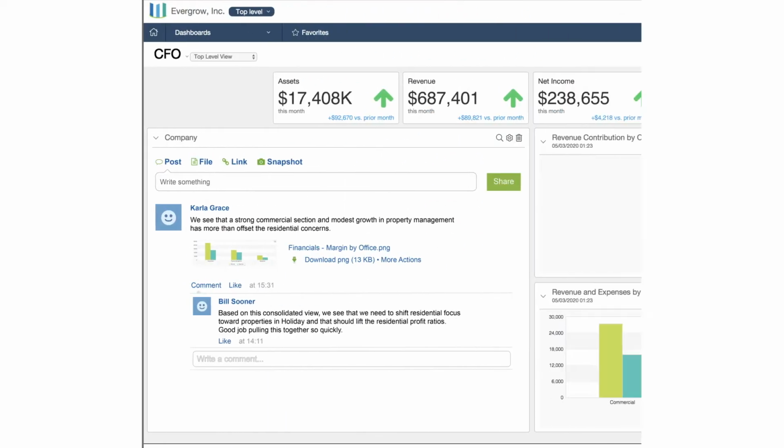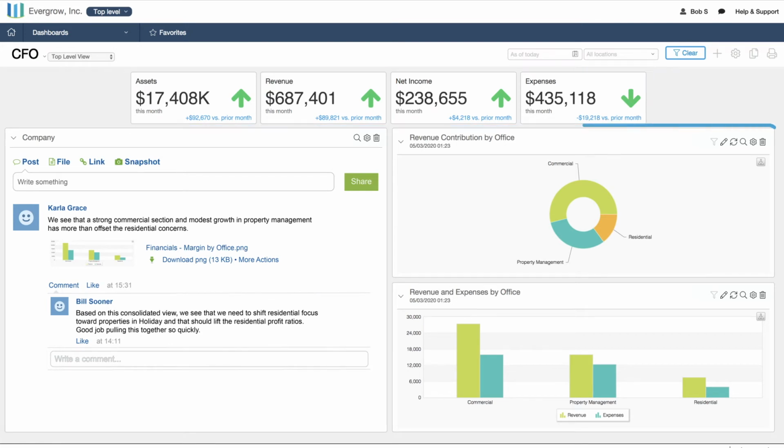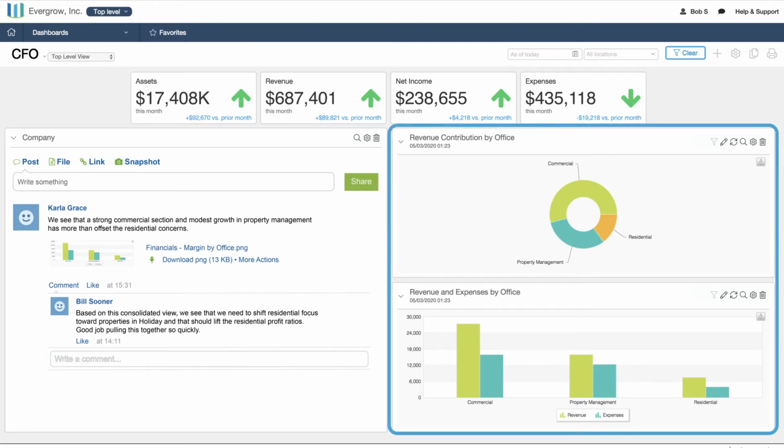If you work across borders in multiple currencies, it consolidates to a single base currency for consistent analysis. As you can see in this top-level view, overall we're doing well. We see instant metrics from across all the entities.